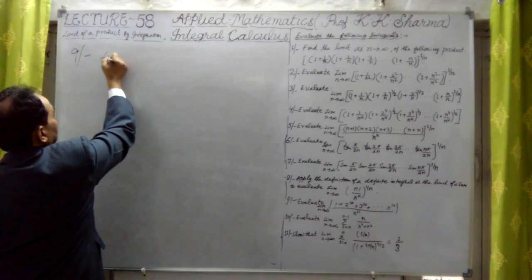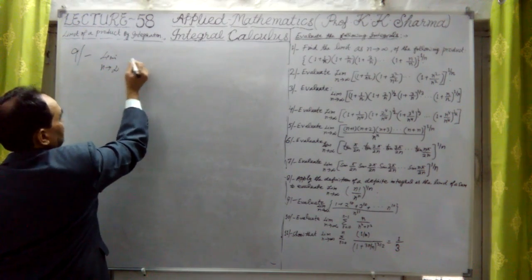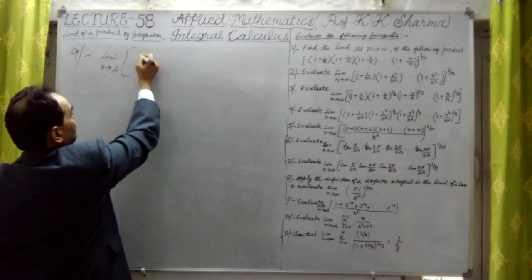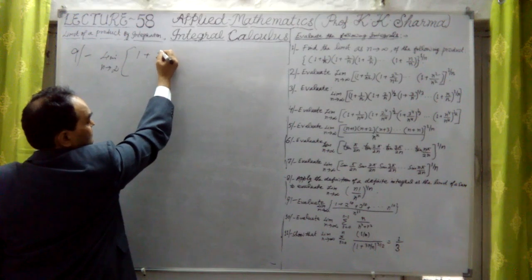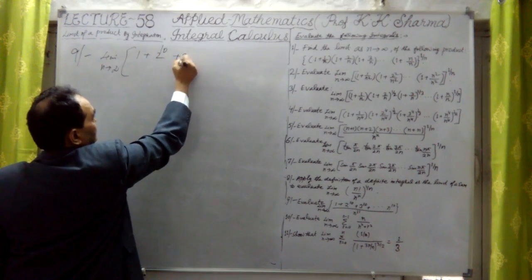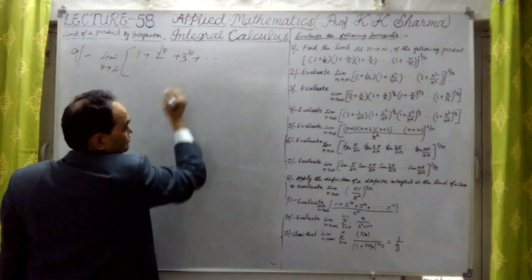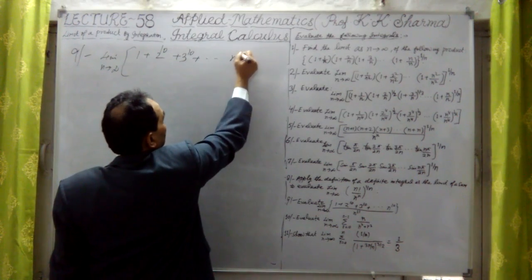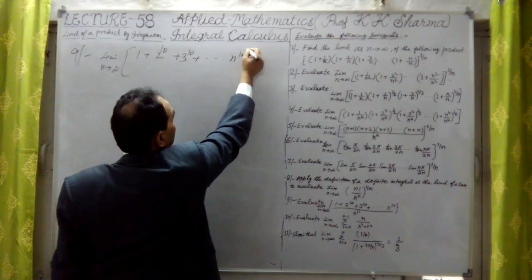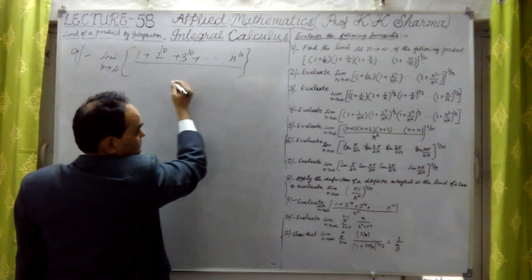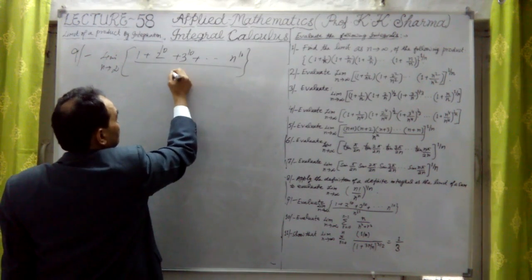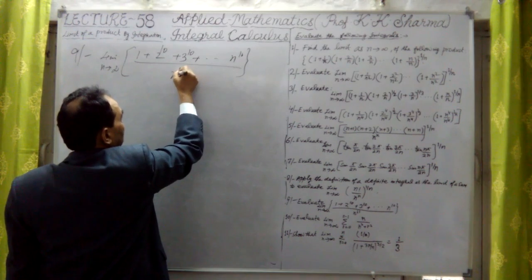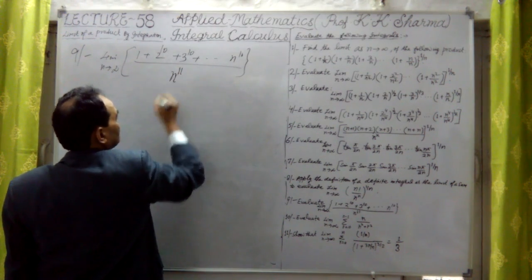Okay. It is limit n tends to infinity in bracket, 1 plus 2 raised to power 10 plus 3 raised to power 10 plus and so on, n raised to power 10, divided by n raised to power 11. It is 11 here, n raised to power 11.